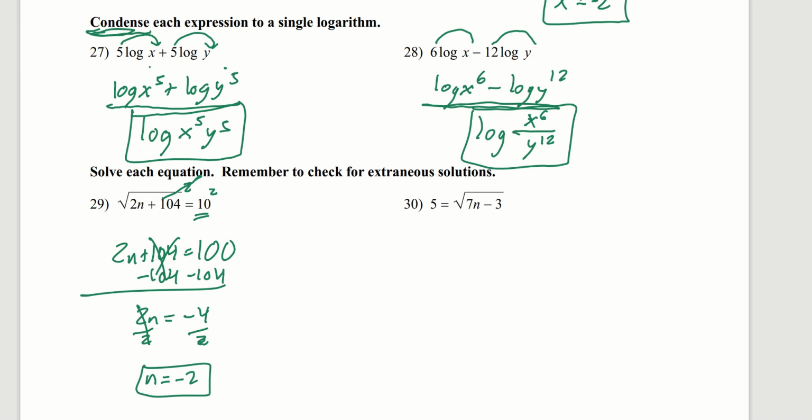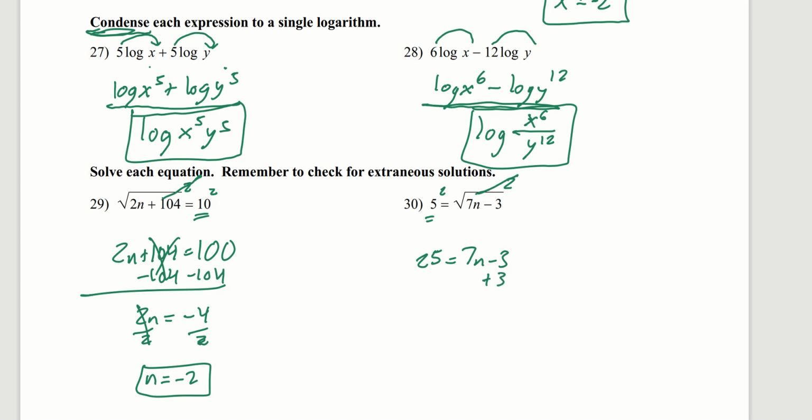So remember that rule. If you see a square root and you need to get rid of it, square both sides. So same thing with 30. I'm going to square both sides. On the left side, I would have 5 squared, which is 25. On the right side, these things would cancel each other out, and I'd be left with 7n minus 3.